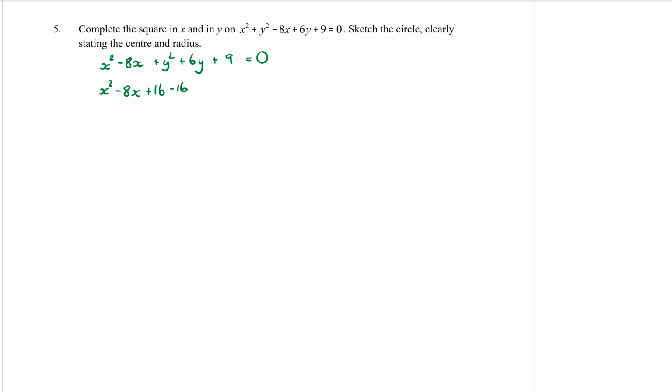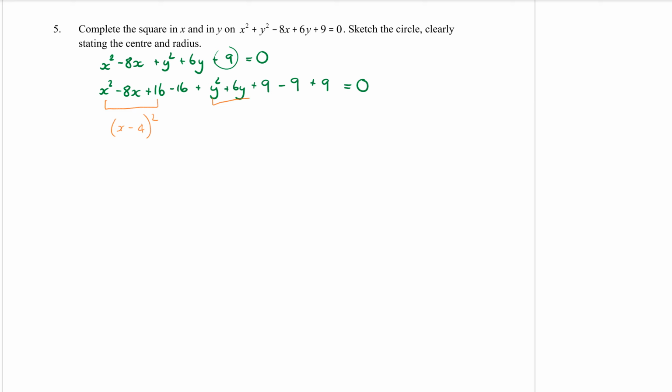Then I take the y squared plus 6y, take the 6, halve it and square it. So half is 3, 3 squared is 9. Take the 9 straight off again, and I still have the 9 that should be on the end of my equation. Now the first 3 terms make a perfect square. It's x minus 4 in brackets squared, just halving that 8.